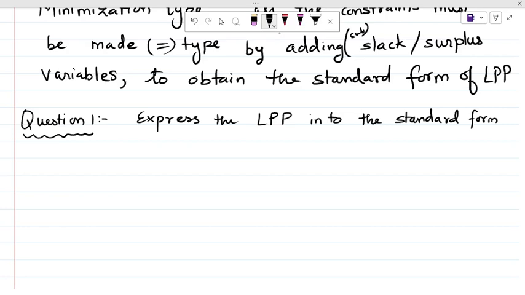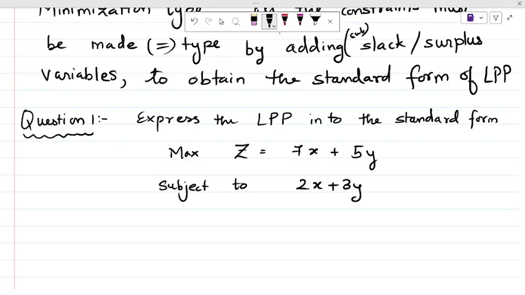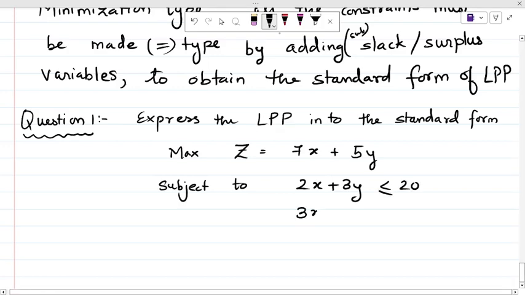The question here is: maximize z equals 7x plus 5y, subject to 2x plus 3y less than or equal to 20, and 3x plus y greater than or equal to 10, and x and y both are greater than or equal to 0. So how do we first convert it to standard form?